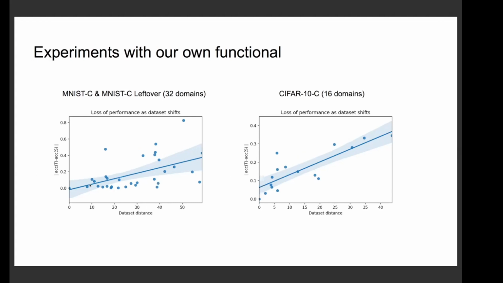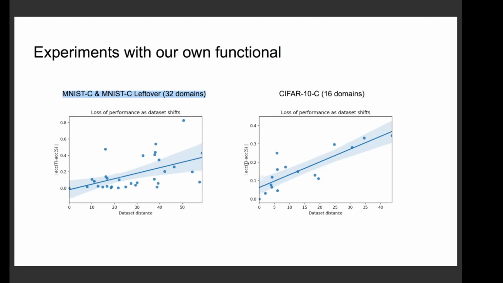In this first experiment, we have used MNIST and MNIST leftover, which amount to 32 domains, so 32 different data sets. And we have provided this plot. In a second experiment, we have worked with CIFAR10C. And here again, we have this linear plot. And okay, it is work in progress.